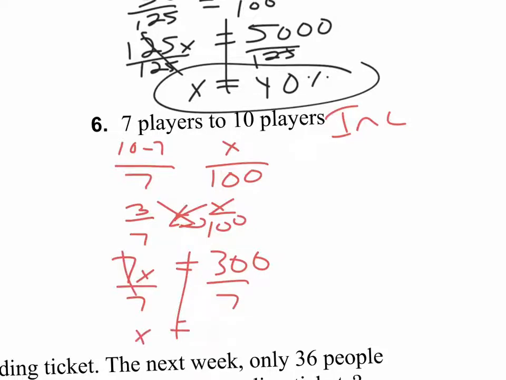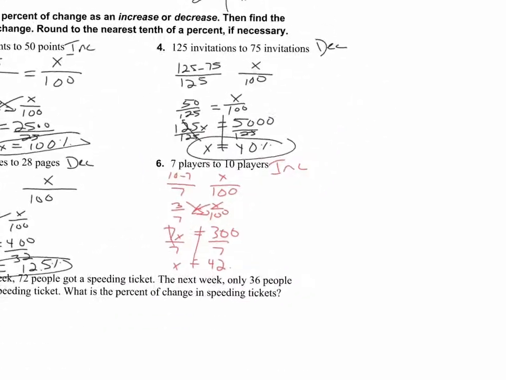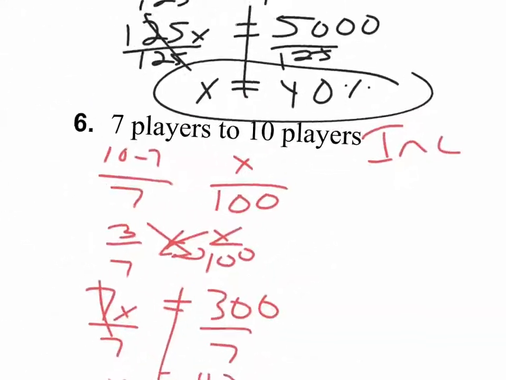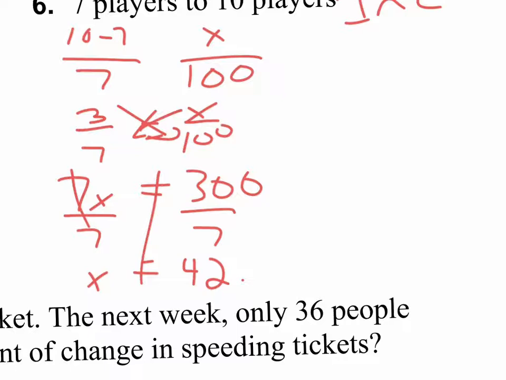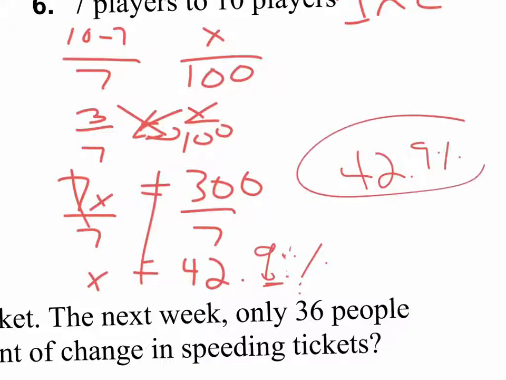X is equal to 300 divided by 7, which gives you 42 point, let's see what it says about rounding. Round to the nearest tenths place. So I'm getting 42.857. Here's your tenths place. We look below, 5 or up, we round up. So we're going to round up. So this becomes 42.9%. So it is an increase of 42.9%.